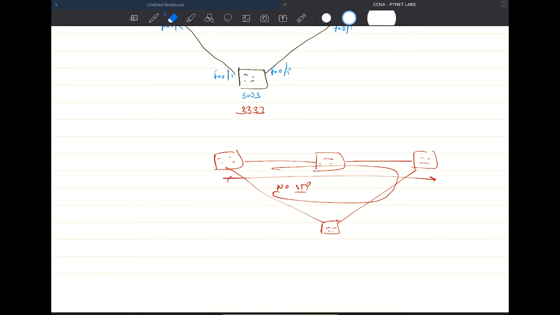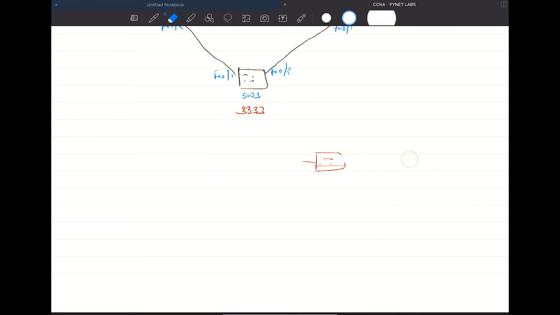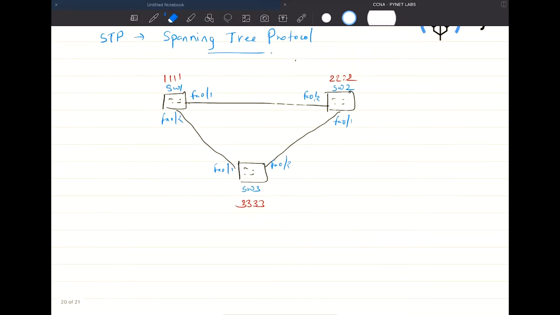Do you understand why we actually need STP? In order to avoid layer 2 loops in your network when there is redundancy in place. Do you understand this?